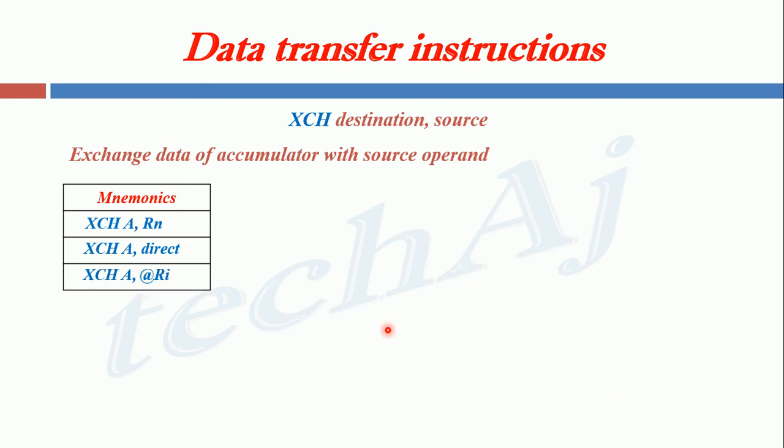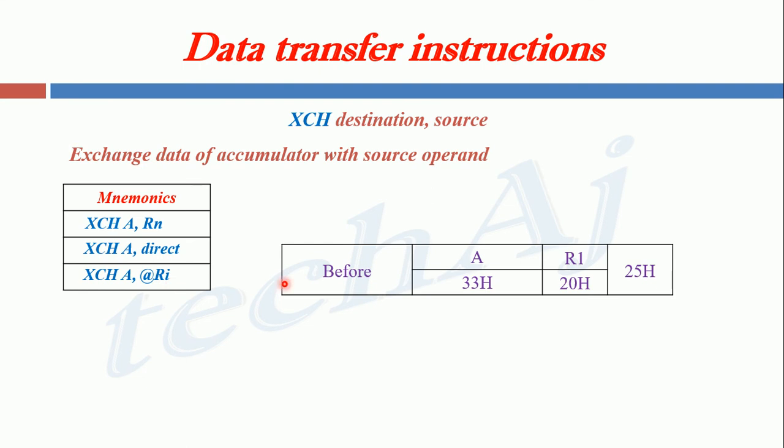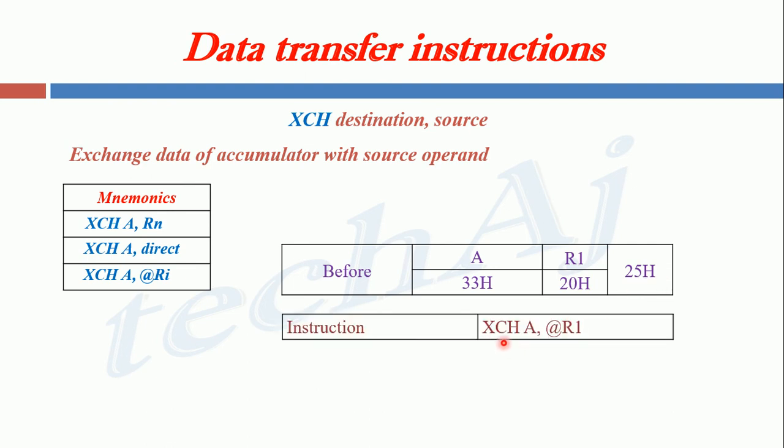Next instruction is exchange A, @Ri. This instruction will exchange the data from the accumulator with the data present at the address pointed by the address pointer. For example, if we are having the accumulator with the value 33H and our register R1 is pointing to the address 20H. At this address location, if we are having the value 25H, if we execute the instruction exchange A, @R1, this instruction will exchange the data of accumulator with the value pointed by the register pointer R1, that is nothing but 25. So value of accumulator will get exchanged with this value 25H.